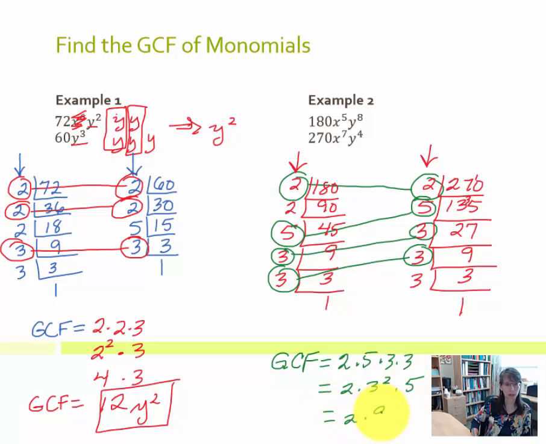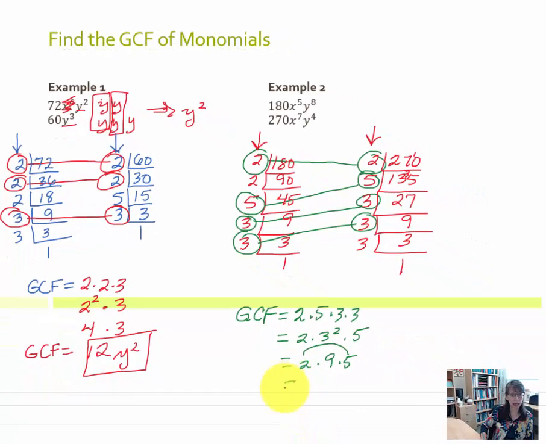So 2 times 9 times 5, and I know 2 times 5 makes 10, so 10 times 9 would be 90. So I'm starting off my greatest common factor with the numerical coefficient of 90. And then we go back and look at variables. So we have originally x appearing in both terms, y is appearing in both terms.